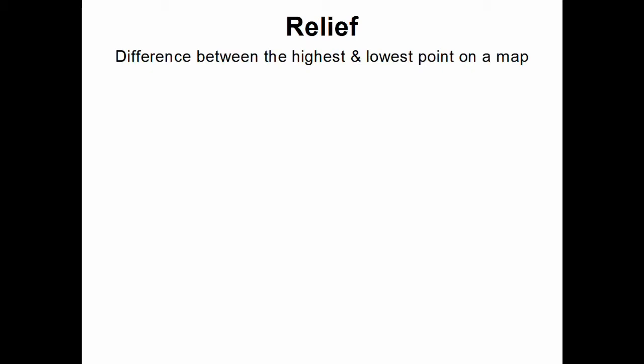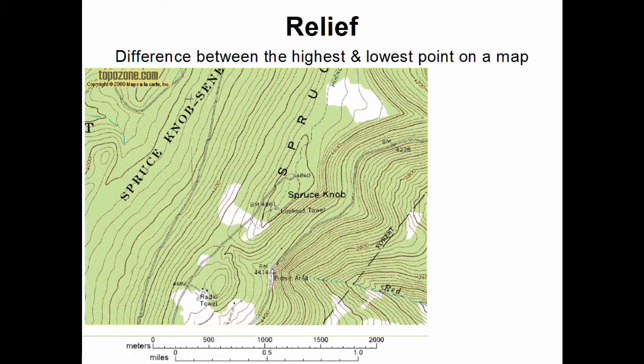Sometimes it is necessary to describe the terrain on the map in words. Now, that can be rather lengthy, and there's a simple way of doing it to tell the reader if you have a rough terrain or a fairly smooth terrain. It's called relief. The relief is basically identified as a difference between the highest and the lowest point on the map that is visible to you.